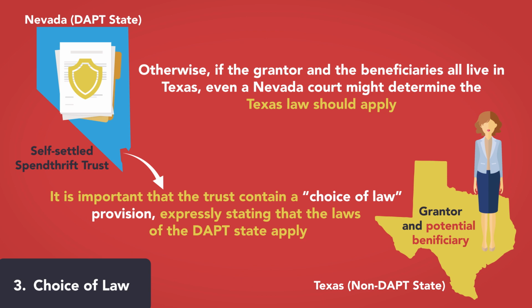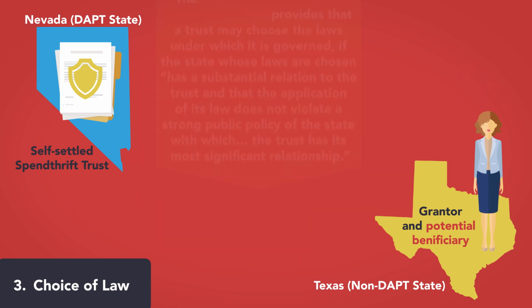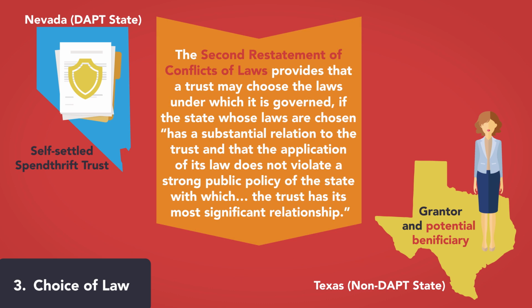Even with the choice of law provision requiring that the trust follow Nevada law, the inquiry is not over. The second restatement of conflicts of laws provides that a trust may choose the laws under which it's governed if the state whose laws are chosen has a substantial relation to the trust, and that the application of the law does not violate a strong public policy of the state with which the trust has its most significant relationship. In other words, the trust must have a substantial relationship with the chosen state, and the public policy of another state cannot be violated.